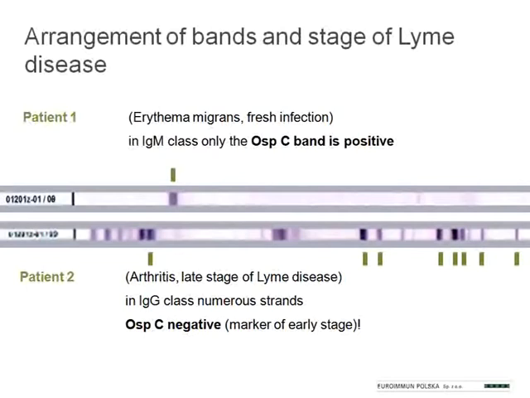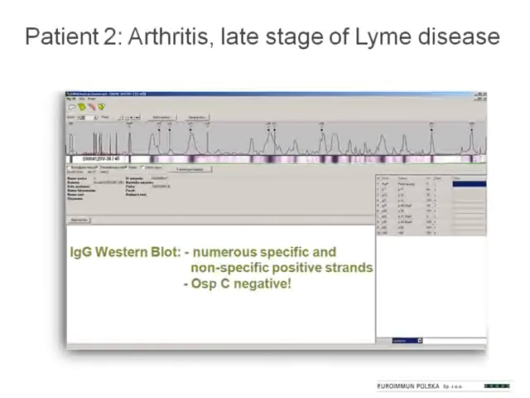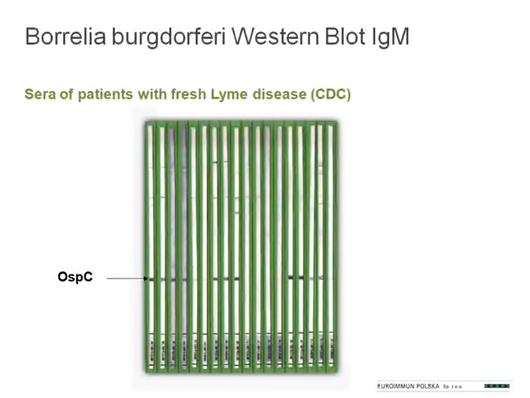So for many physicians, for many diagnosticians, this is the marker of fresh infection. The patient below, with late stage of Lyme disease, we see no OspC antibodies in IgG, but we see many different antibodies against many other antigens. So we see that the immune system of this patient has evolved. The evaluation of this test can be done manually, but we created special software called Euroimmun Scan. You can scan the strips, and the program will analyze every positive band on the strip, like in this example or in this example.